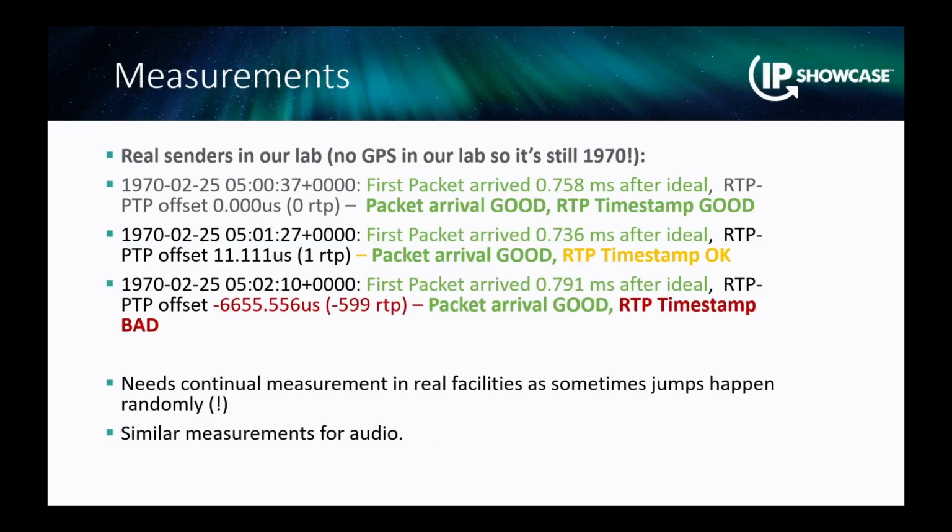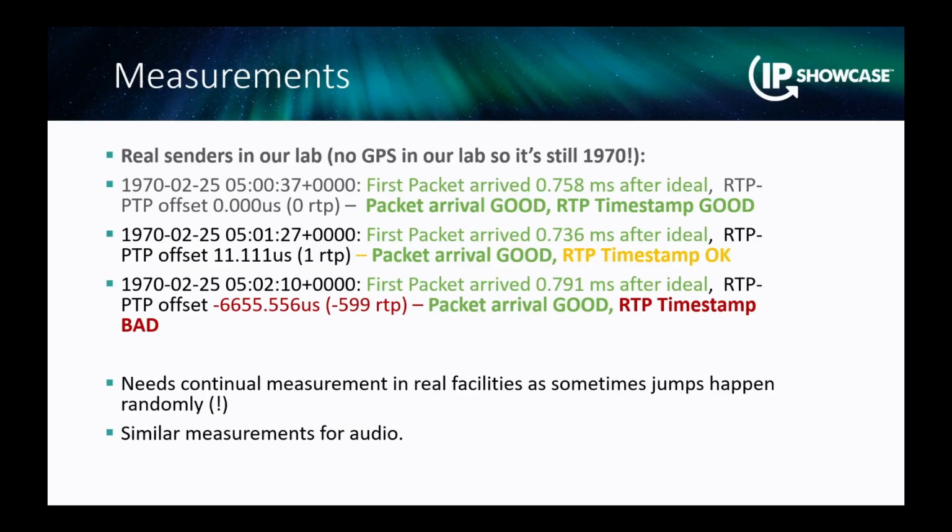So here's some examples of some real senders in our lab. Our lab, for various building reasons, doesn't have roof access to get GPS. So in our lab, we pretend it's 1970. If we look at the first sender here, this one is good. It's got its first packets arrived.